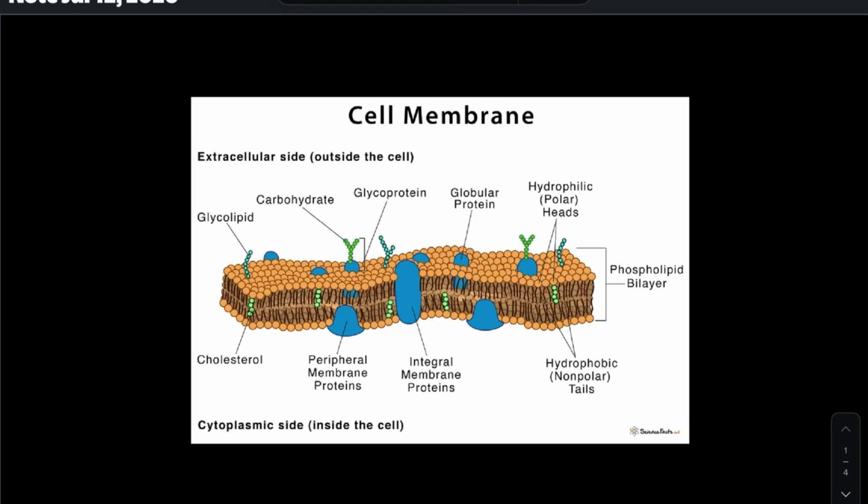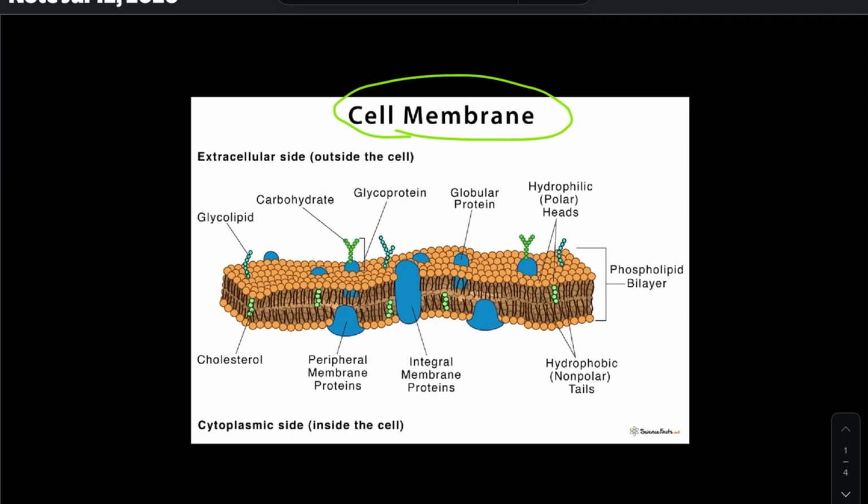Imagine a bustling city surrounded by a highly intelligent border. This border decides who can enter, who must leave, and what should stay inside. In every animal cell, that border is the plasma membrane, also called the cell membrane. So, the first question is, what is the plasma membrane?